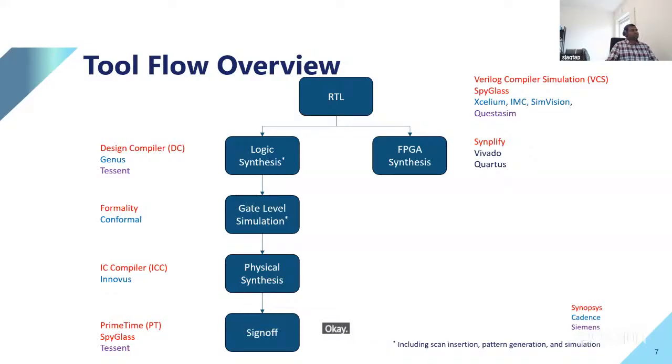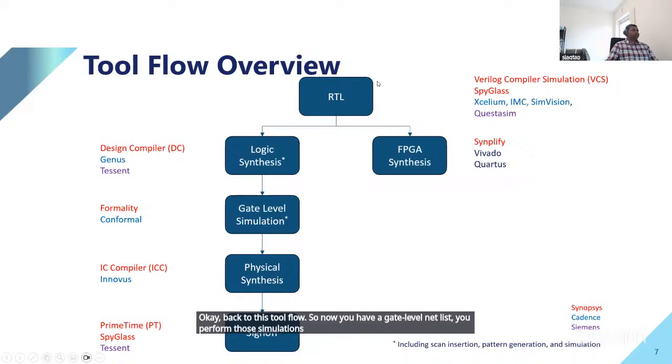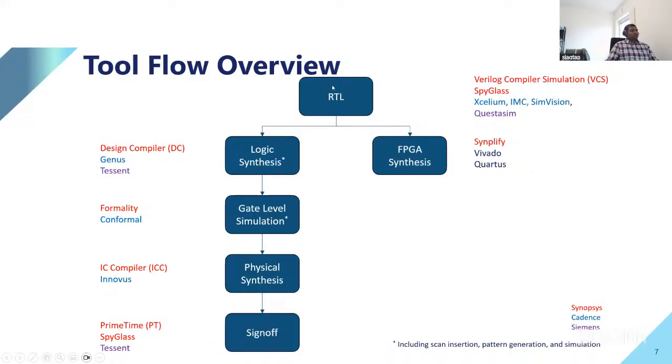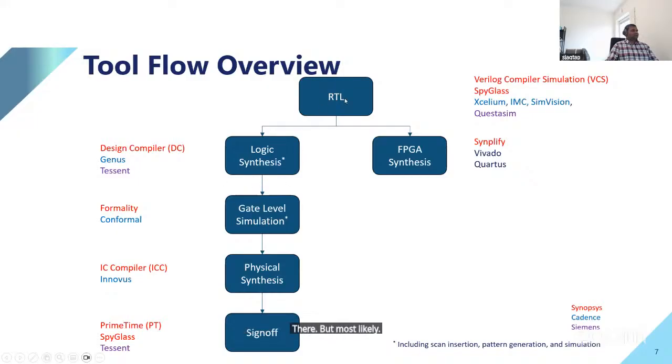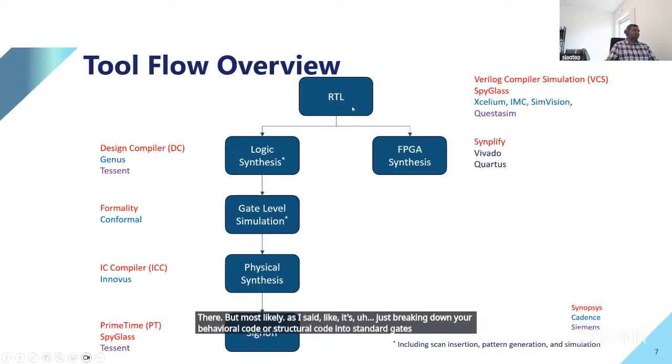Okay, back to this tool flow. So now you have a gate level netlist. You perform those simulations which you performed at RTL level. They should run exactly as they did at RTL level. If there is some problem, then you have to look into synthesis, what can go wrong there. But most likely, as I said, it's just breaking down your behavioral code or structural code into standard gates. So that mostly works smoothly.